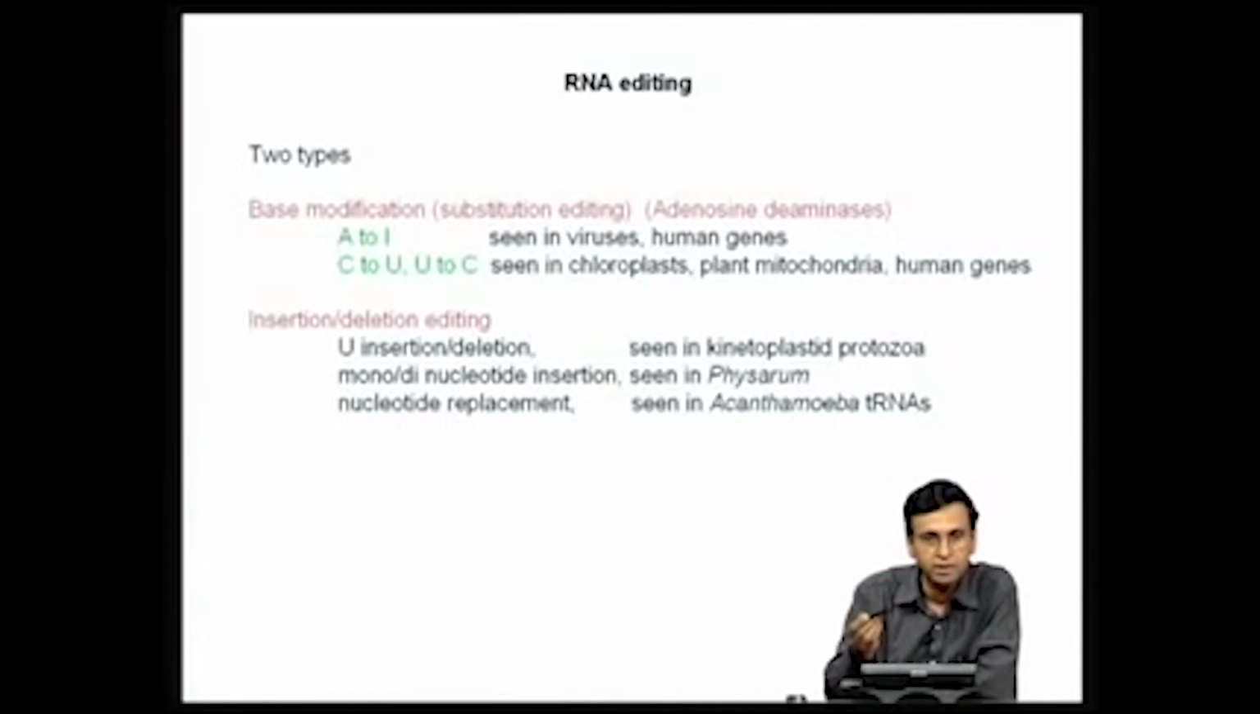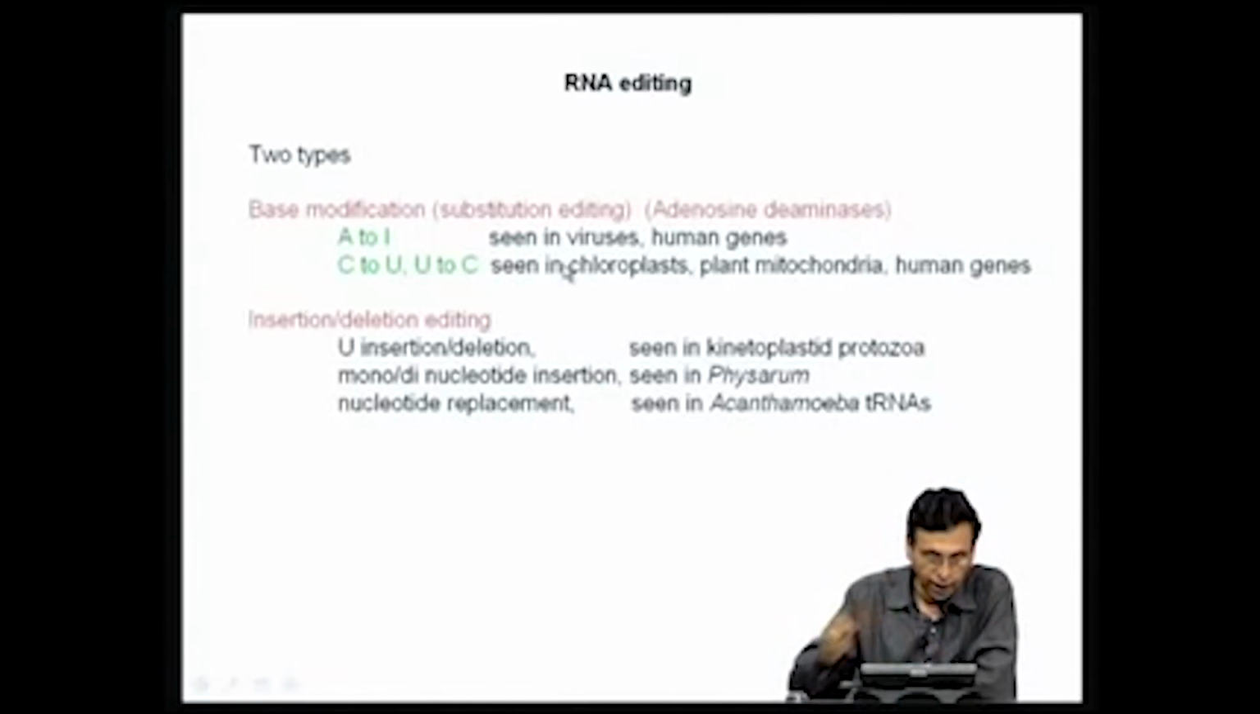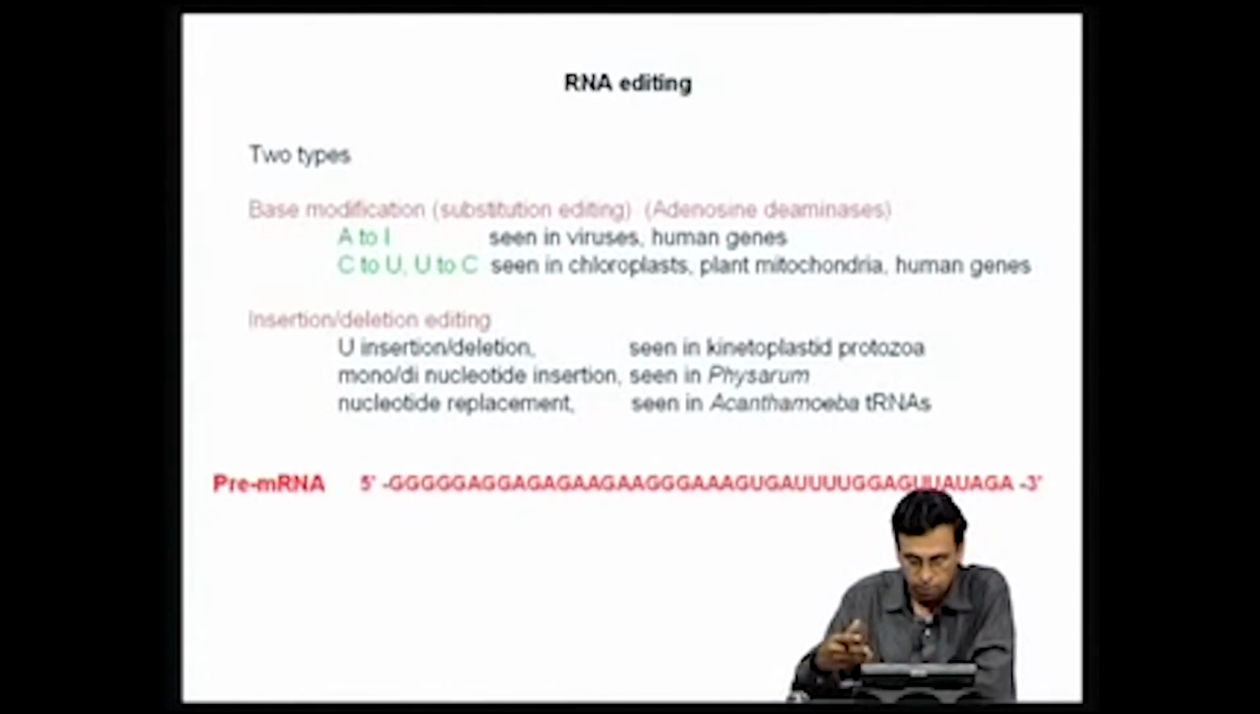The other important method of RNA editing involves insertion or deletion. Here you are not just modifying a base, you are actually either inserting or deleting a base. The most common RNA editing that happens is the insertion or deletion of U residues, primarily seen again in the kinetoplastid protozoans. In certain other organisms it can also result in the insertion of dinucleotides, or in the replacement of one nucleotide by another. So all this involves RNA editing: base modification, and insertion or deletion of nucleotides.